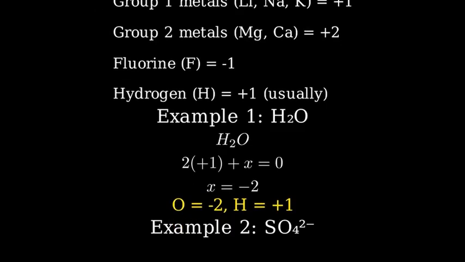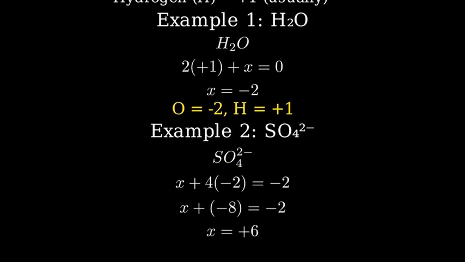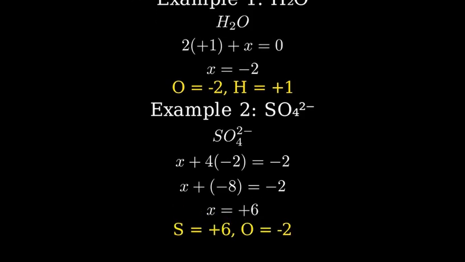Let's try a more complex example. The sulfate ion, SO₄²⁻. We know the overall charge is -2, and each oxygen is -2. With 4 oxygens at -2 each, that's -8. The total charge is -2, so sulfur must be +6 to balance.